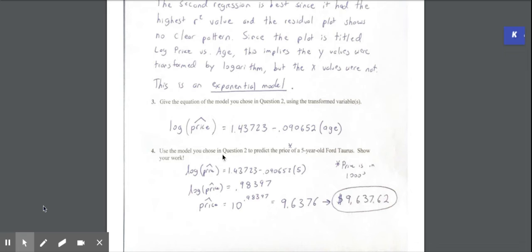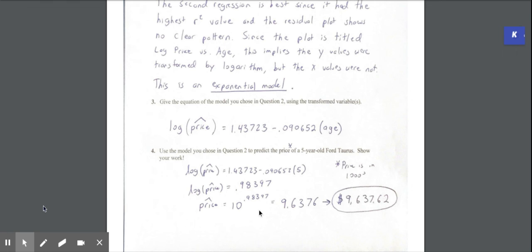Number 4, use the model to predict the price of a 5-year-old Ford Taurus. So we plug 5 into the equation that we just got in number 3, and end up with 0.98397. Now, the next step, you're going to have to remember a little about logarithms. Log means log base 10. So in order to isolate the price here, you have to use logarithms to get the answer. It would be price is equal to 10 to the 0.98397. Some of you may have learned the fishhook thing, or just know that this is the base, that's the exponent, and then this is the output of price hat.